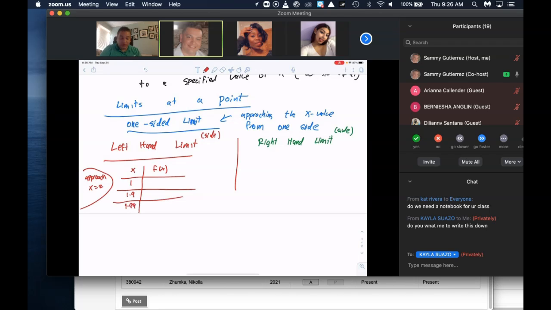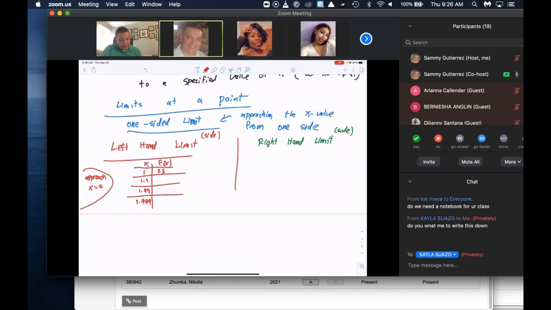1.99, which is even closer. 1.999, which is even closer. I'm just going to rewrite this table because it got a little bit closed up. I'm rewriting the same exact table, don't worry. X, f of x: 1, 1.9, 1.99, 1.999. If I plug in these values, let's say the first time I plug this in, I get 25.